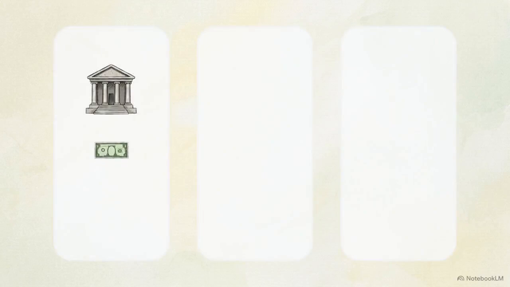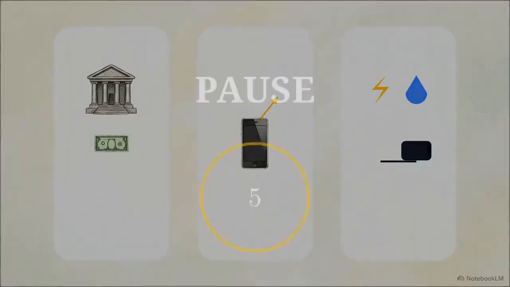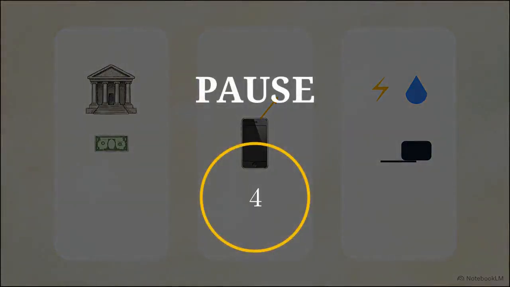Let's test these concepts against three real-world scenarios: Michael making a bank deposit, Kwame sending a mobile money transfer, and Jane paying her monthly utility bill. Pause the video here. Try to identify the specific function and the type of money being used in each example.